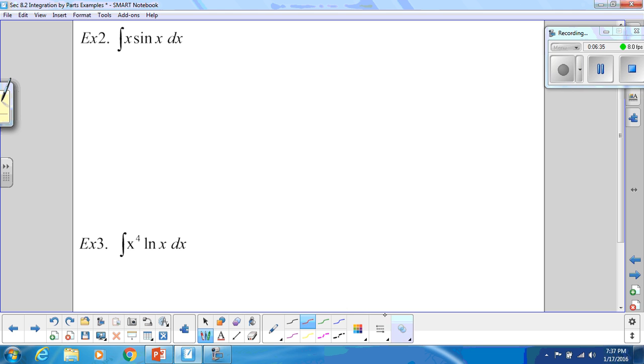All right, for example 2, x times sine of x. So according to LIATE, we should make u the algebraic, not the trig. All right, so u is going to be the x, which means dv is sine x dx. And then what other pieces do we need? We needed the du, so that's just going to be dx.